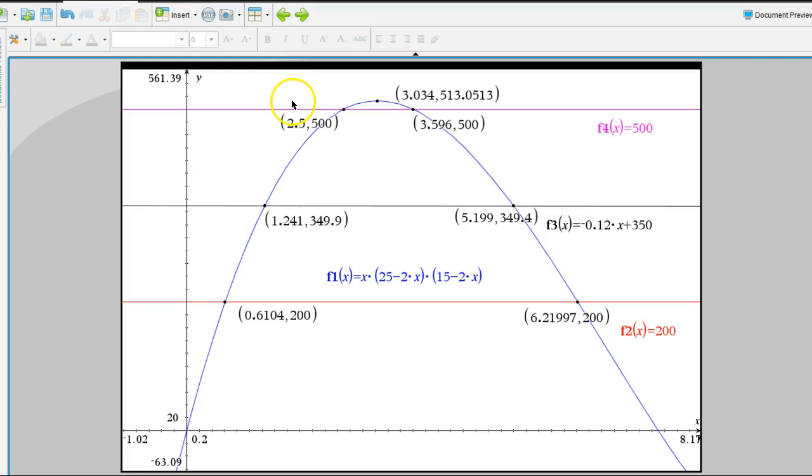Again, we graph a volume line that's at 500 cubic inches. We intersect it with the blue volume curve again. These intersections are at 2.5, 500, and about 3.60, 500. Now we want the volume to be greater than or equal to 500. Well, that only occurs when the volume graph is above the line at 500, the horizontal line. So this will be an interval that goes from 2.5 to 3.596 or 3.60. We'll write that down now, and then I think we'll be done with this problem.